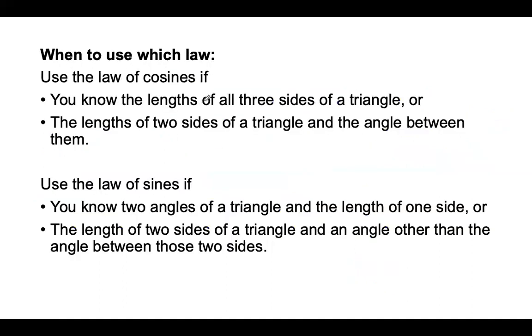Now, when to use which law? For the law of cosines, you know the lengths of all 3 sides of a triangle, or the lengths of 2 sides of a triangle and the angle between them. For the law of sines, you know 2 angles of a triangle and the length of one side.